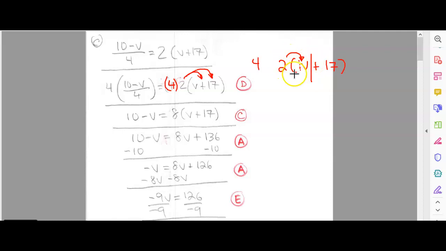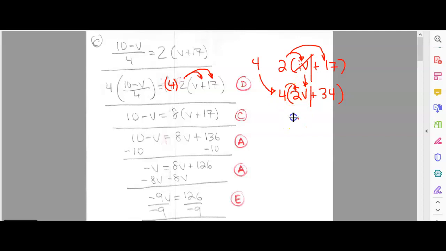Separate, smart cut. Let's go. 2 sets of 1 is 2. Drag the v with it. Done. It's positive, so that's cool. And then 2 sets of 17 is 34. So now let's take that 4 and multiply it across. Smart cut.